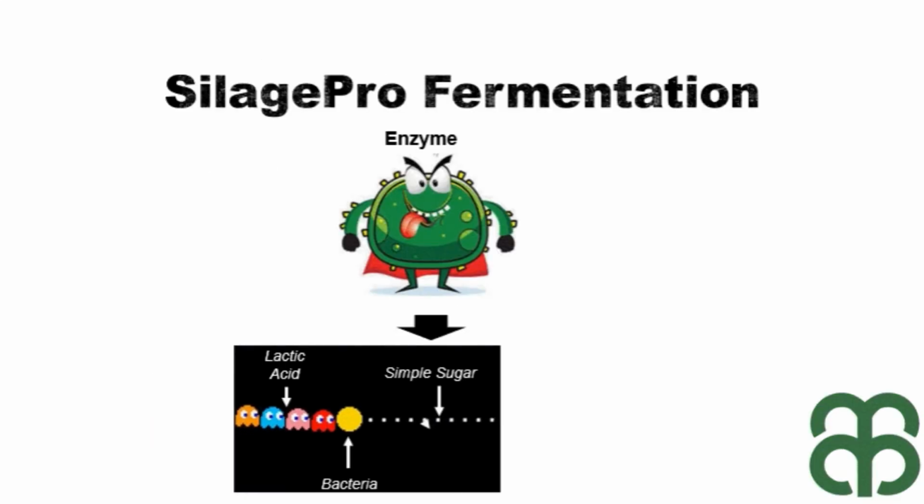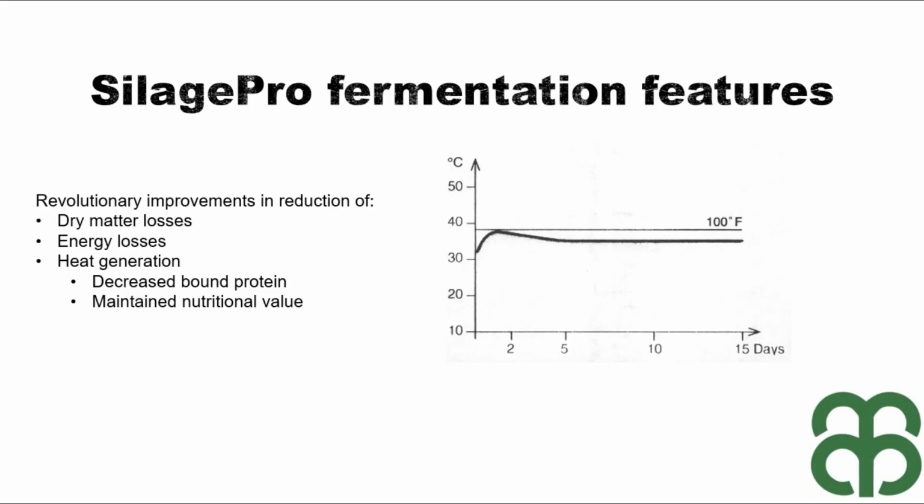Silage Pro fermentation. Silage Pro contains enzymes and homofermentative bacteria for the good guys. Enzymes instantly release simple sugars for the good guys. Lactic acid production starts quickly. Silage Pro fermentation features revolutionary improvements in reduction of dry matter losses, energy losses, and heat generation. Silage Pro decreases bound protein, while maintaining nutritional value.